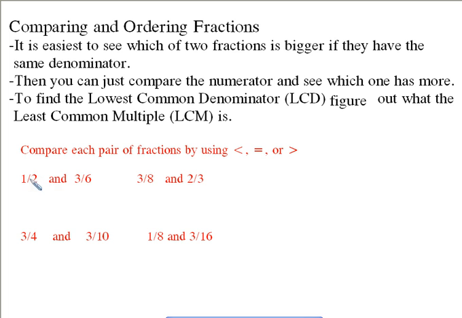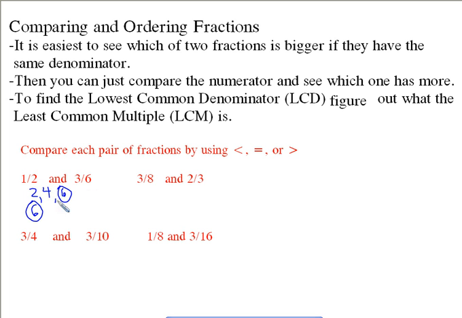So 1/2 and 3/6. We need to find the least common multiple of the denominators, which in this case are 2 and 6. Remember the trick of just figuring it out based on which number occurs first. So the least common multiple is going to be 6.